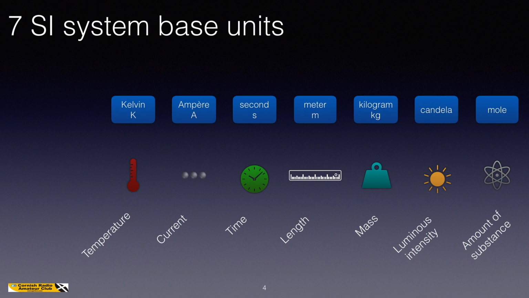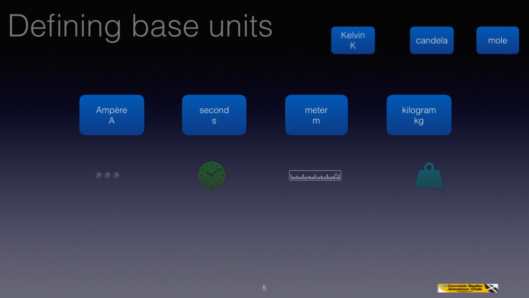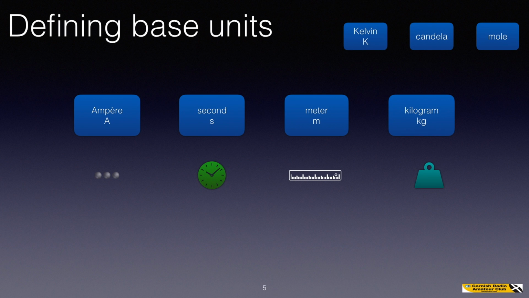Now, physicists will need to have a good appreciation of all of these, but in amateur radio, and in order to reduce the scope of this slide video, we'll just have a look at 4 of them. The ampere, the second, the meter, and the kilogram.